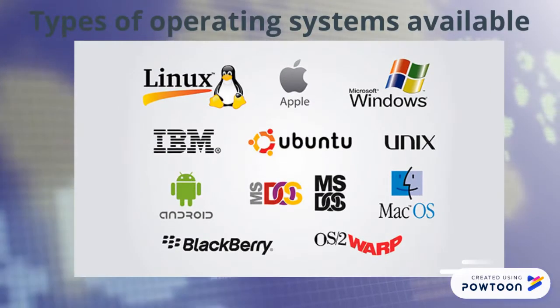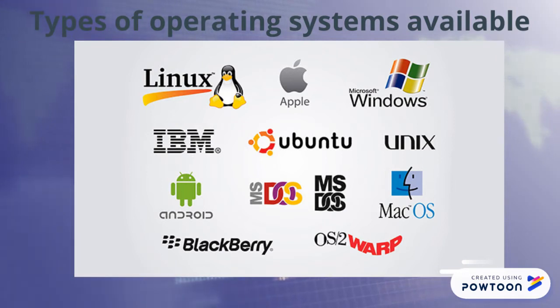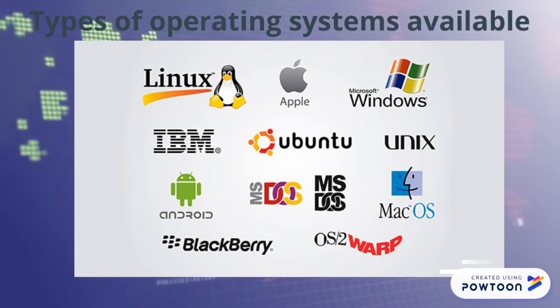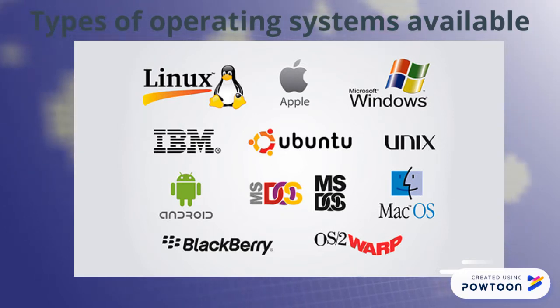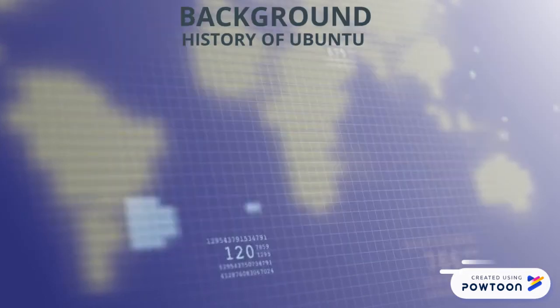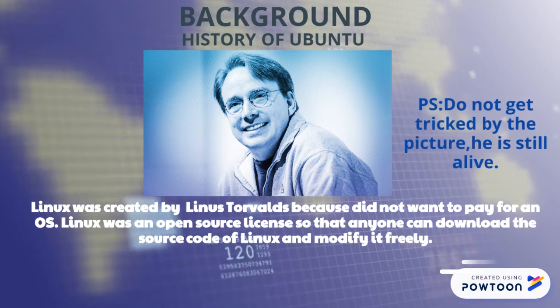There are a lot of different operating systems in this day and age, just to name a few: Mac OS, Unix, Ubuntu, MS-DOS, Windows, iOS, Android, Linux, GNU, and the list goes on. Linux was created by Linus Torvalds because he did not want to pay for an OS. Linux has an open source license so that anyone can download the source code of Linux and modify it freely.